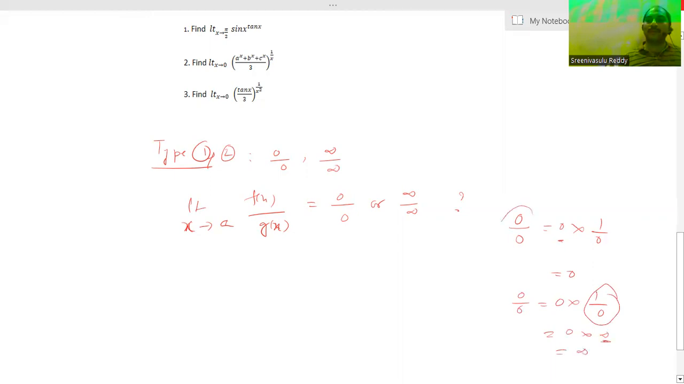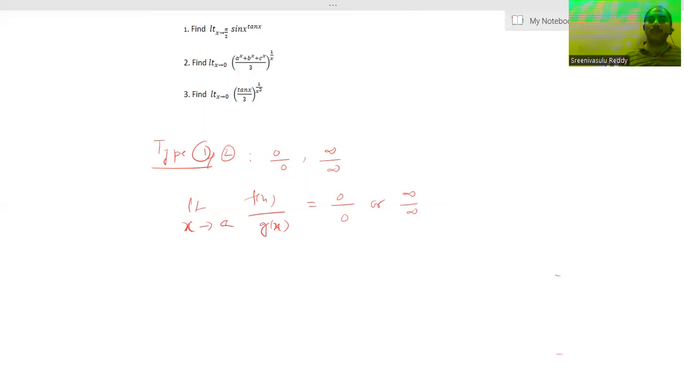Some people say infinity into anything equals infinity. That means 0 by 0 has two values. By using one property, we get 0. By using the other property, we get infinity. But these two are different. Every number has a unique value on the real line. Therefore, 0 by 0 is an indeterminate form. Similarly, infinity by infinity, 0 power 0, 1 power infinity, all are indeterminate forms, because they have ambiguity. Ambiguity means more than one value exists.